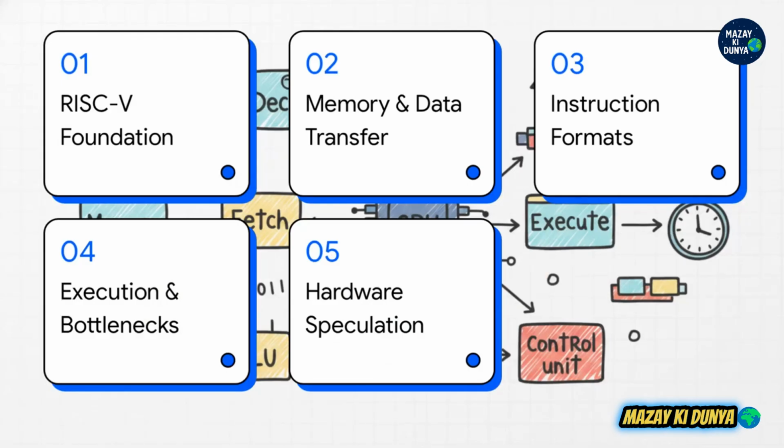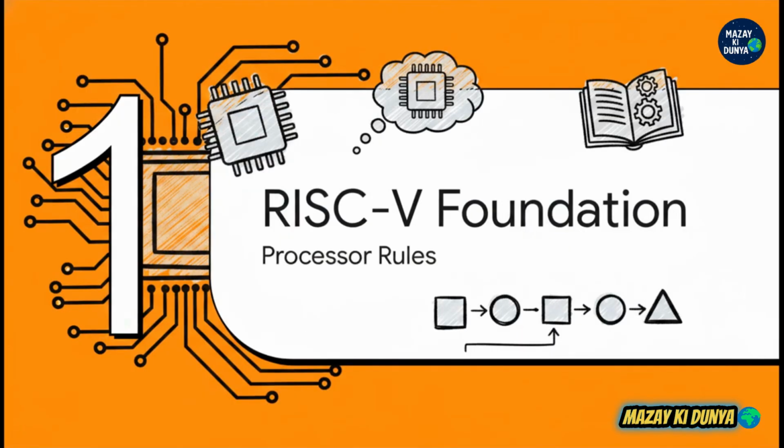Here's our roadmap for the explainer today. We're going to start with the RISC V foundation, then look at memory and data transfer before decoding instruction formats. From there, we'll hit advanced execution and bottlenecks, and finally, wrap up with hardware speculation and control. Okay, let's dive straight into Section 1, the RISC V foundation. Basically, the ground rules of the processor.